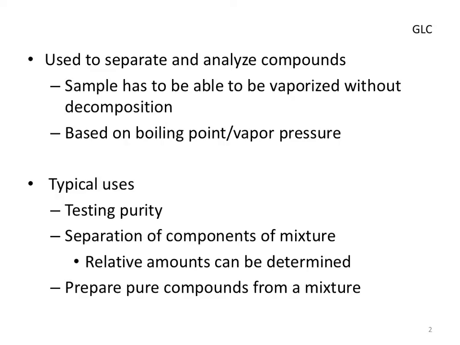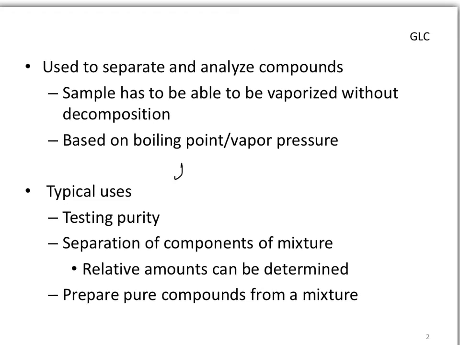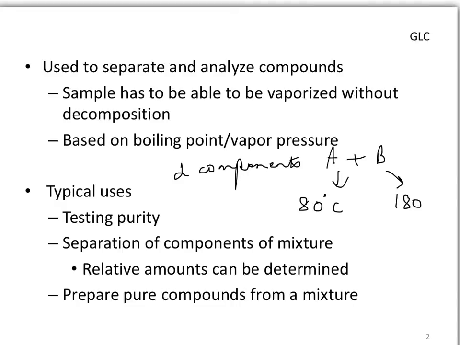The other thing I would like to say is that because you're heating the sample, the lower the boiling point, because you have to go from the liquid phase to the vapor phase, the lower the boiling point, the sooner those particular samples would be seen. So the deal is that, let's say you have two components, A and B. One of them boils at, let's say, 80 degrees. The other one boils at 180 degrees.